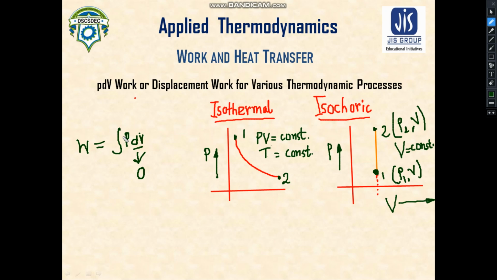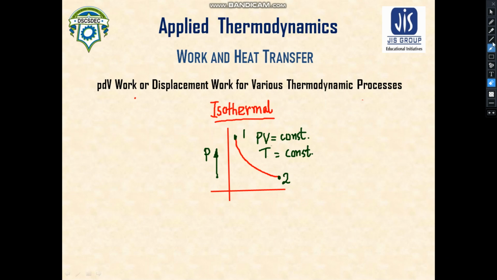So that gives us the answer. The answer will be 0. So in case of the isochoric process, no work is done. Okay, so I think you have understood it. In case of the isochoric process, or constant volume process, the work done is 0. But what happens in case of the isothermal process? That is our discussion now; we shall be discussing this now.